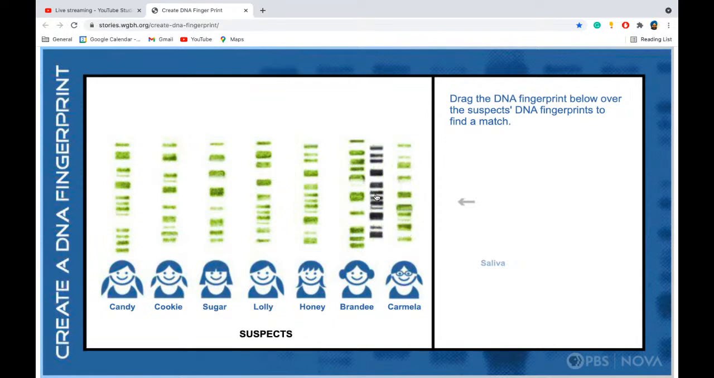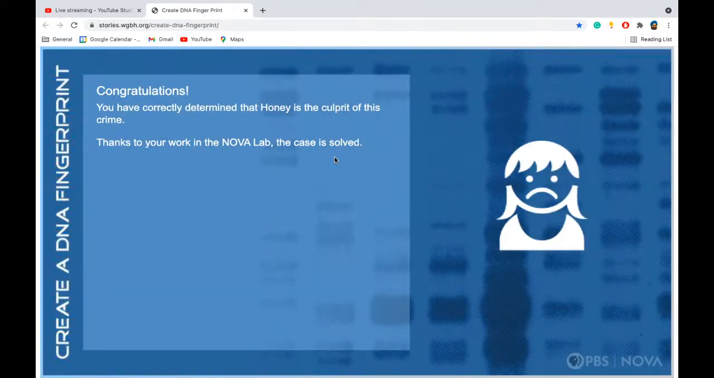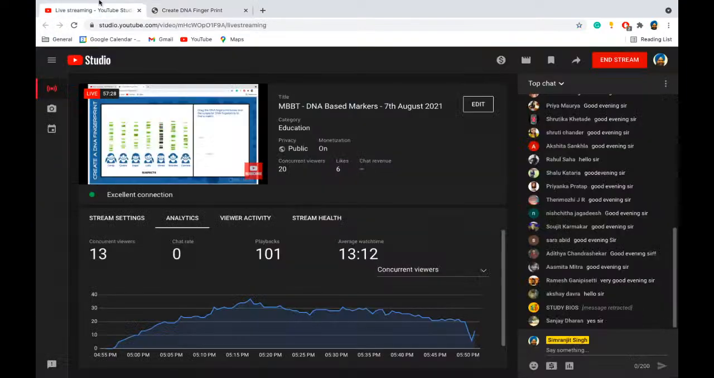So this one is not matching. Or is it matching? No, it's not matching. This one, is it matching? No. This one, is it matching? No. This one, no. Is this one? Yeah, this one, I guess. Yeah, Honey is the culprit. So she is the one. So we have got our Honey as the culprit of the crime, thanks to Nova Lab for the case being solved nicely.